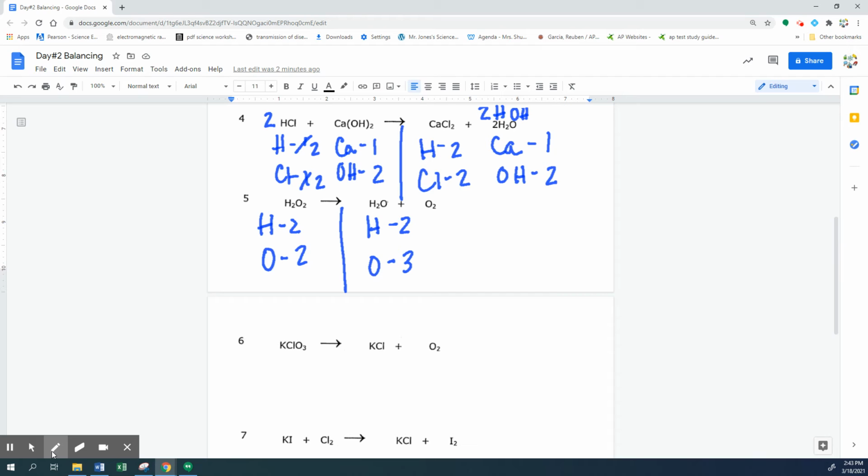So, in order to make oxygen even, I'm going to add a 2 there as a coefficient. That changes my hydrogen into 4 and my oxygen into 4 as well. They are equal and even. So I'm going to put a 2 in front of my H2O2. Balances out 4 atoms of each hydrogen and oxygen.